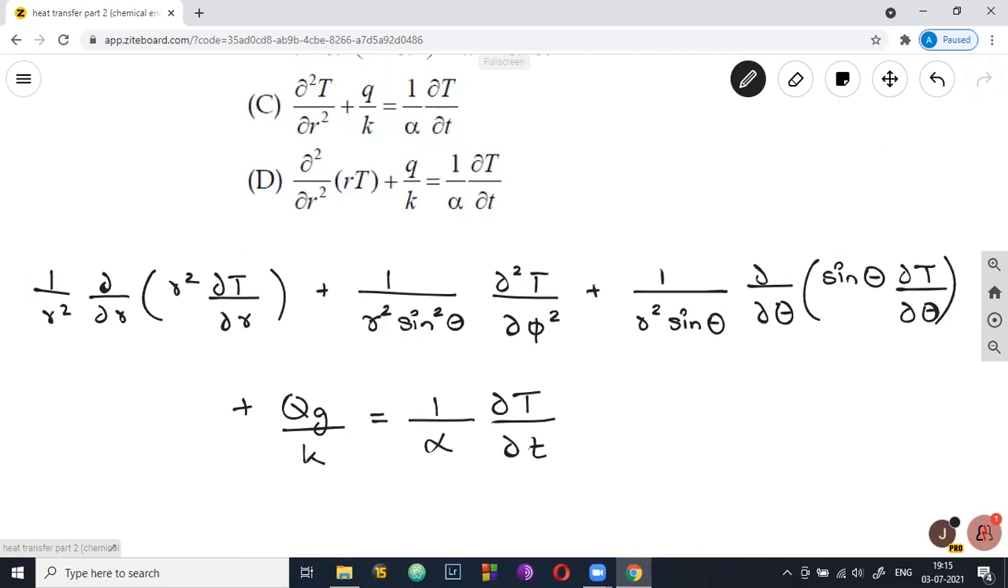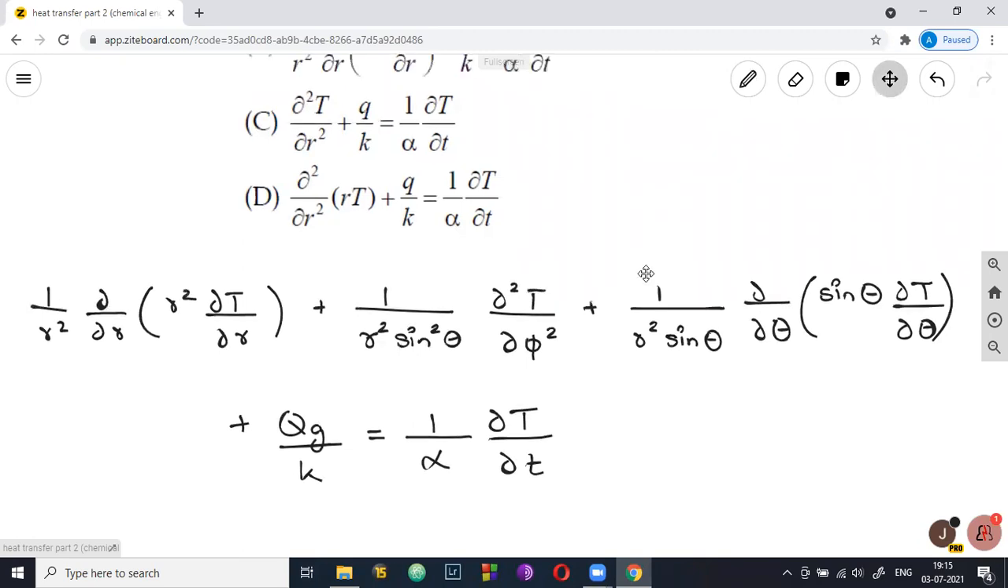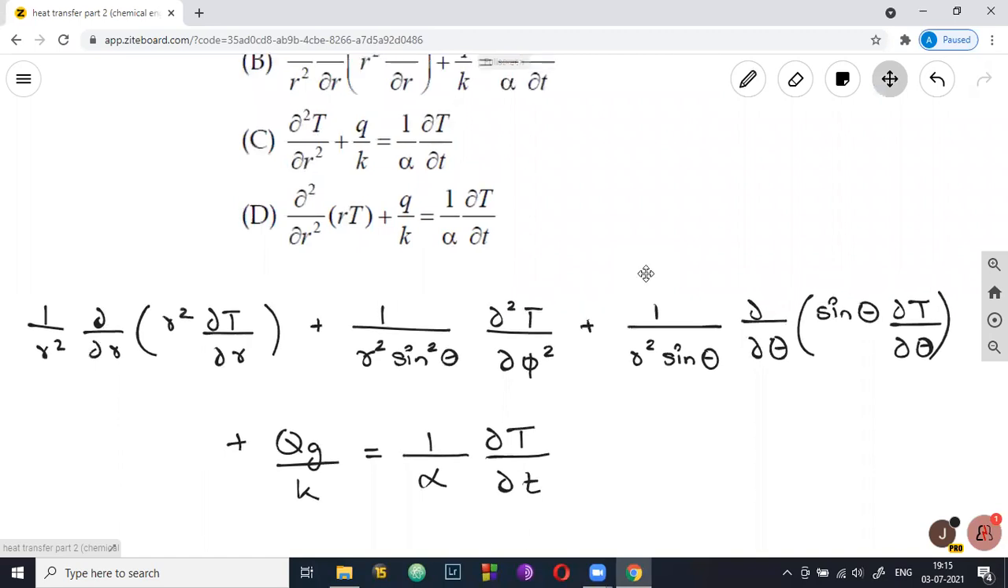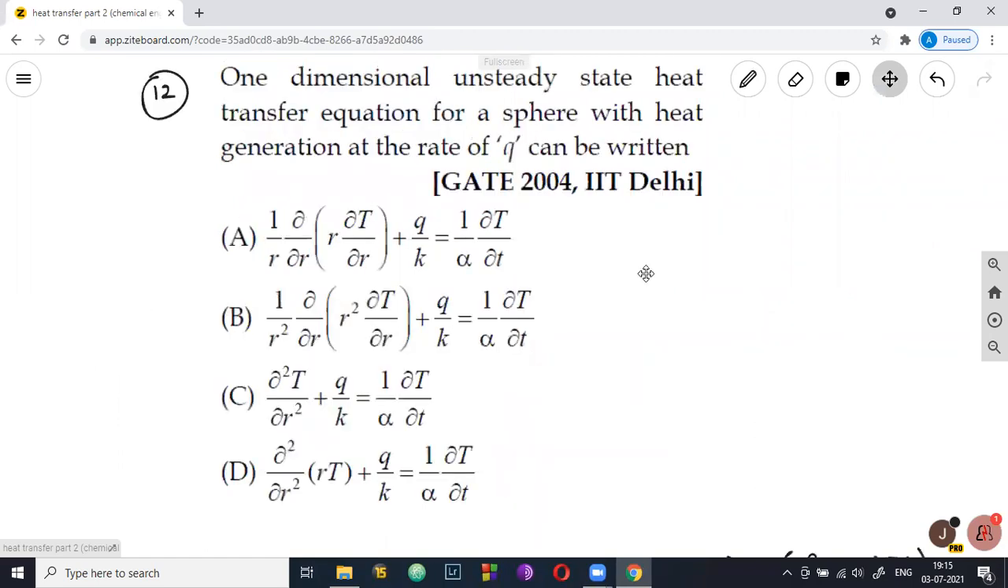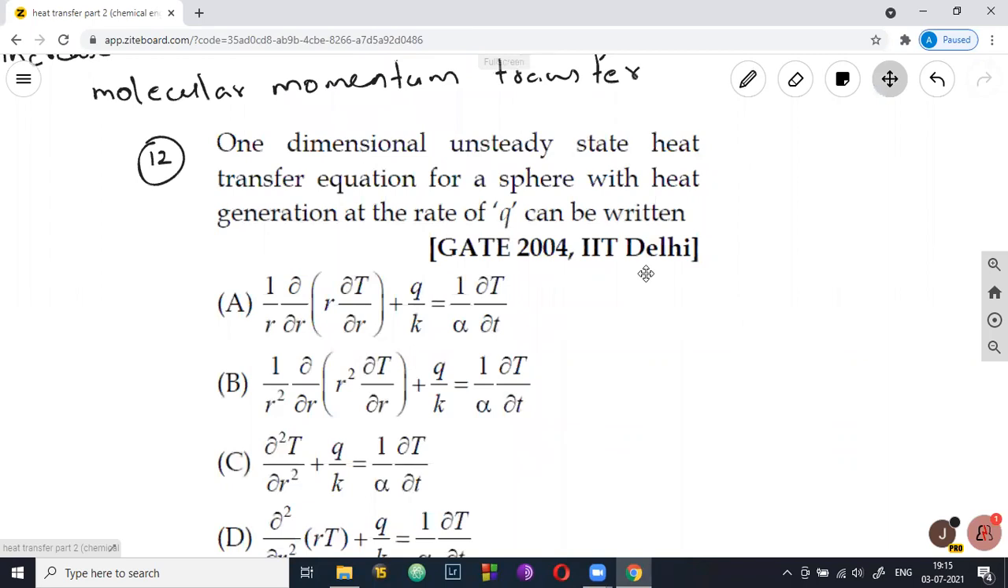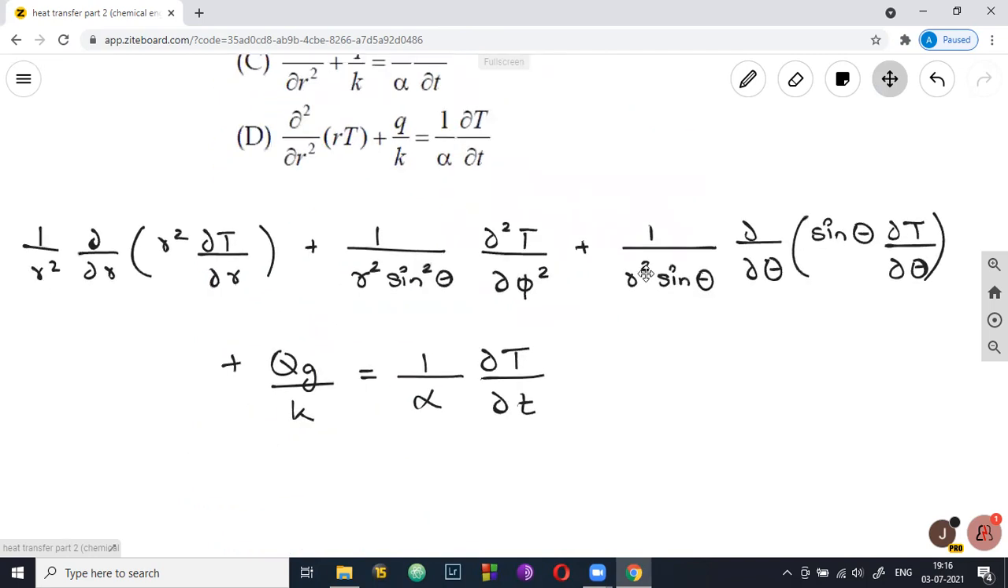Now, our requirement is, let's read the question again. Our requirement is one-dimensional unsteady state, okay, with heat generation. Understand? One-dimensional unsteady state heat transfer equation for sphere with heat generation. So let us understand what all things becomes zero. Since it is one-dimensional, I can take this term as zero, this term as zero. Heat generation, because that is necessary, as well as I need also unsteady state, so I cannot take this as zero.